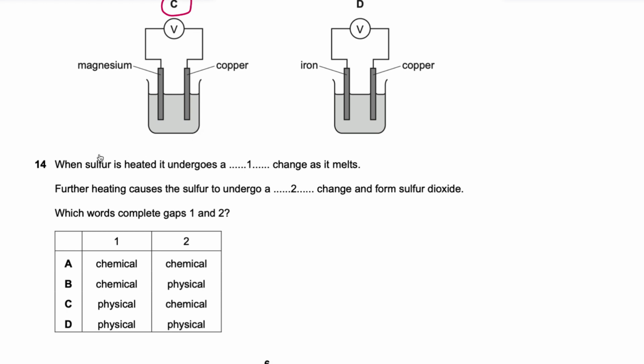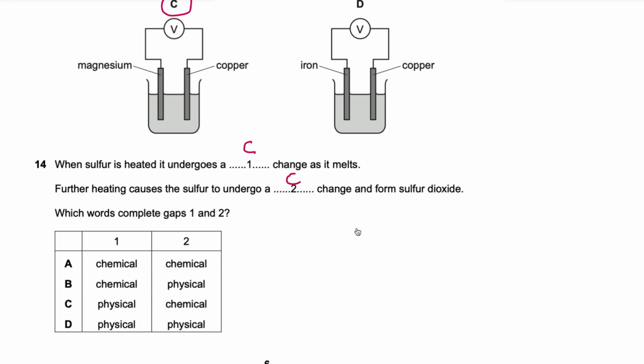Now, question number 14. It says when sulfur is heated, it undergoes a dash change as it melts. When you heat sulfur, I think it will undergo a chemical change, not physical change. So here will be chemical change. Sulfur, as it melts, will undergo chemical change. Further heating causes the sulfur to undergo still chemical change and form sulfur dioxide.